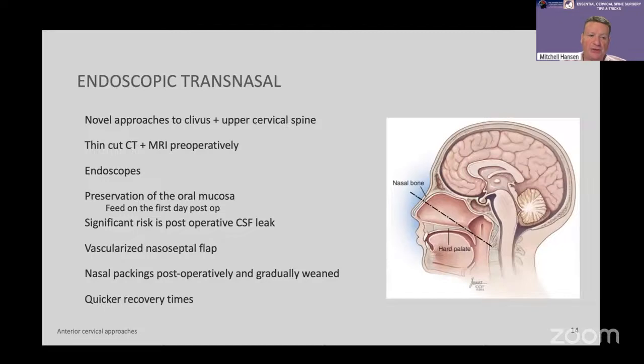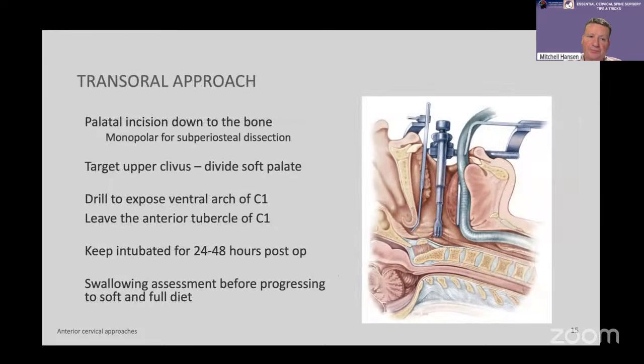The benefit of this approach is that we can preserve the oral mucosa and actually start feeds earlier than what I'd normally do for a transoral approach. Obviously, a significant risk is still a postoperative CSF leak, but as with pituitary surgery, having a vascularized nasoseptal flap can be useful to help prevent these things. I think that this gives us quicker recovery times than what some of the transoral approaches do.